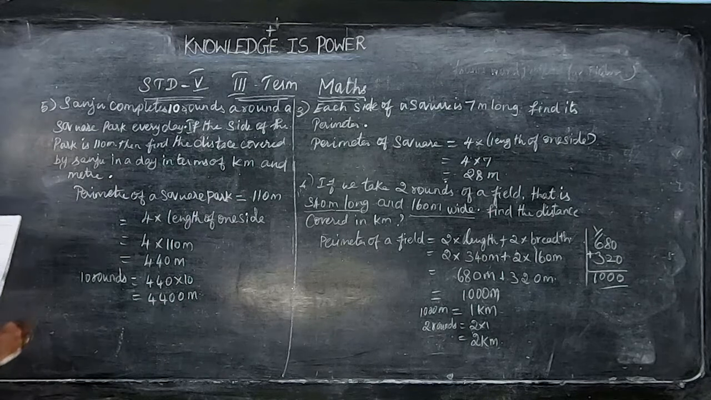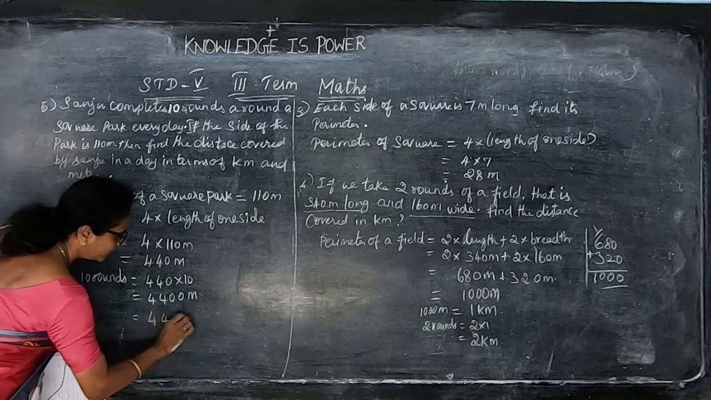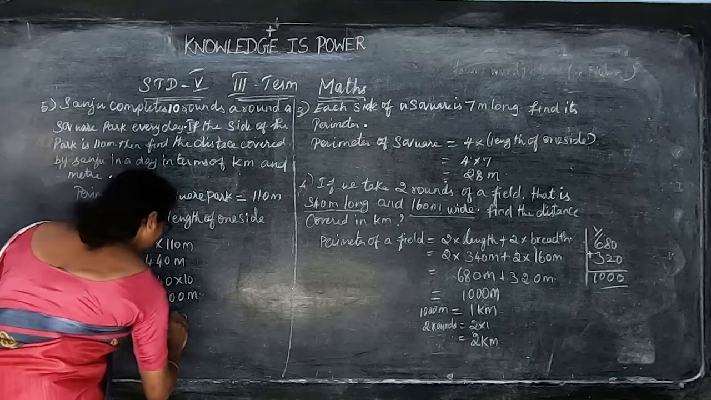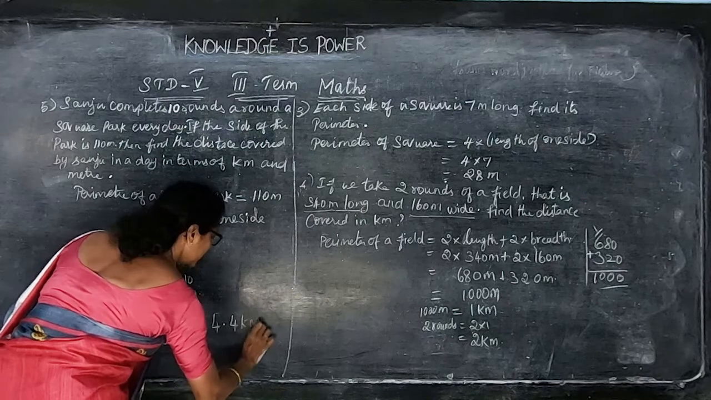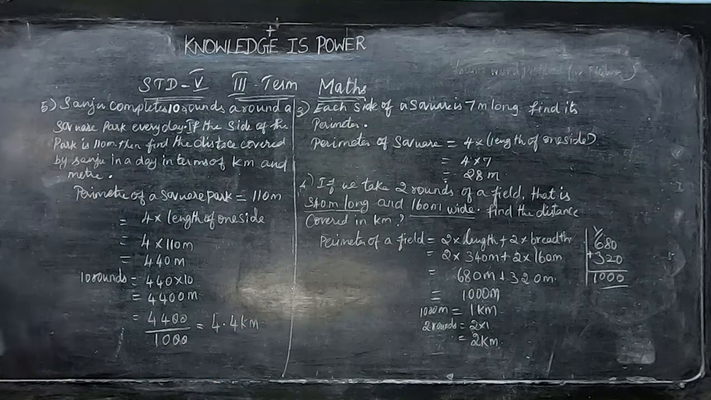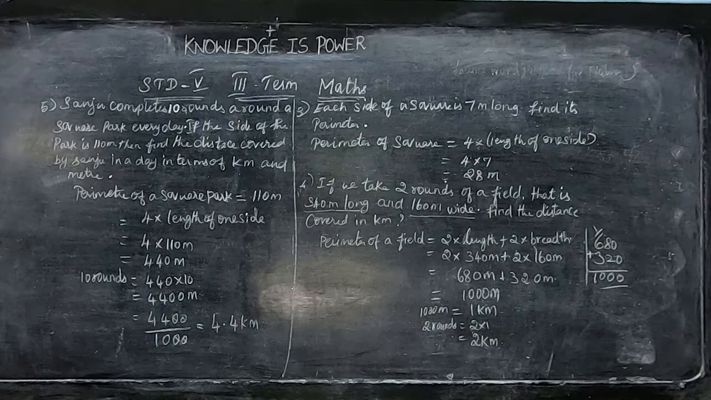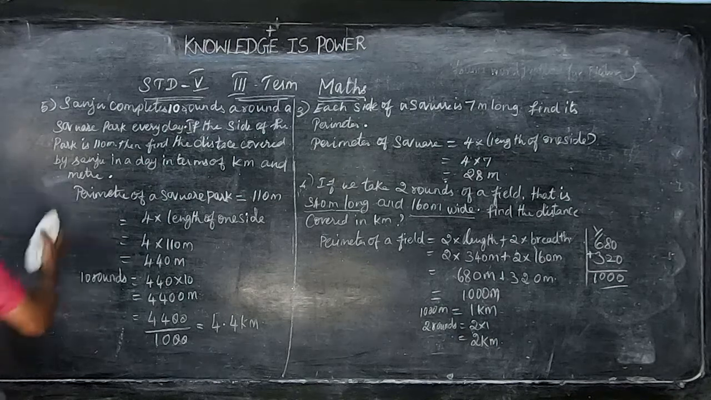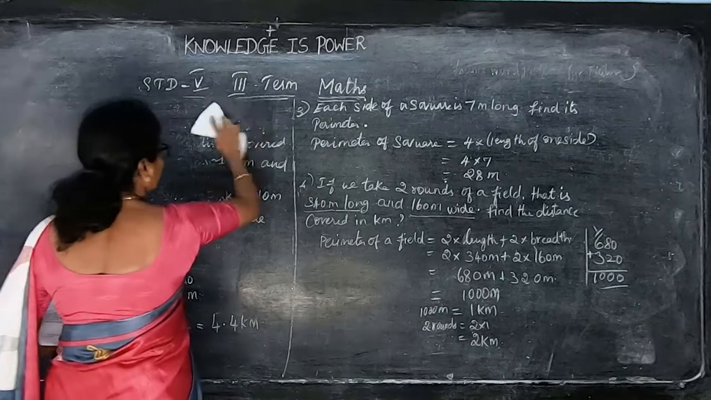So in meter, you have to change it into kilometers. If you want to change it into kilometers, you have to divide this by 1000. So what will you get? You get 4.4 kilometer. This is the answer. So this is about the perimeter, the perimeter of the rectangle and the square we have been seeing.